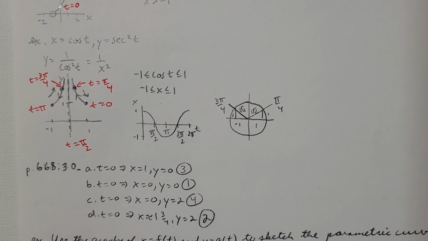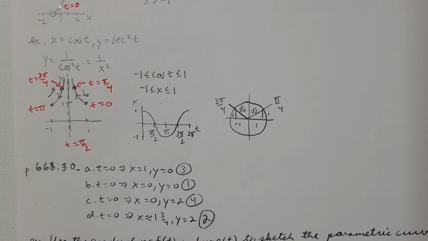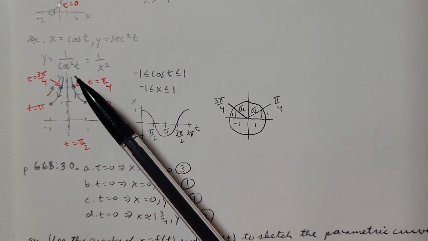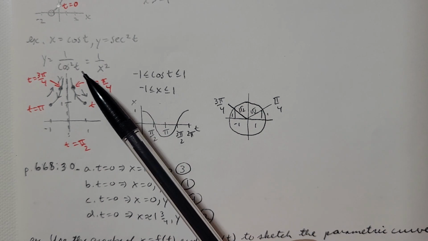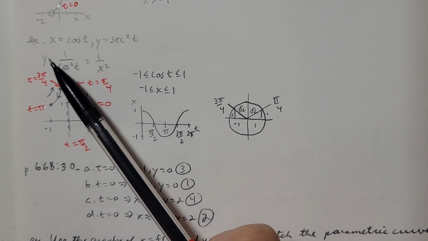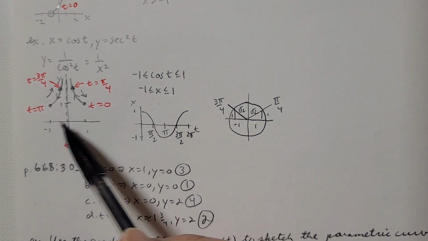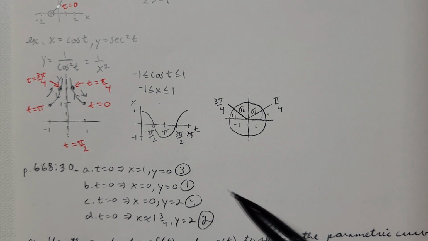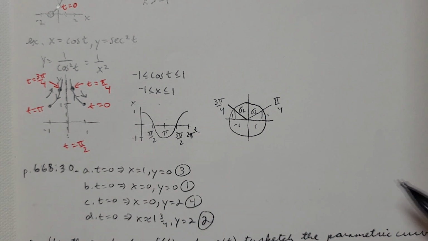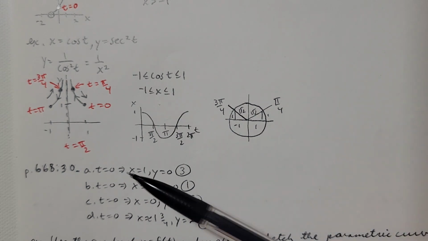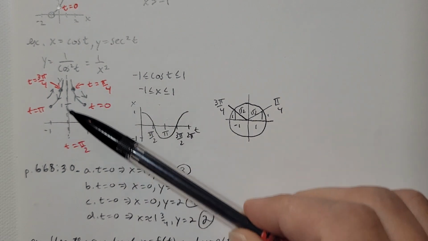Here's another example. What if I let x be cosine t and y equal secant squared t? Well, secant squared t is the same as 1 over cosine squared t. And if x is cosine t, I have 1 over x squared be y. So I'm beginning this graph by drawing out the curve 1 over x squared. Now, 1 over x squared, the domain would be all real numbers except for 0. So I got a vertical asymptote at x equals 0.